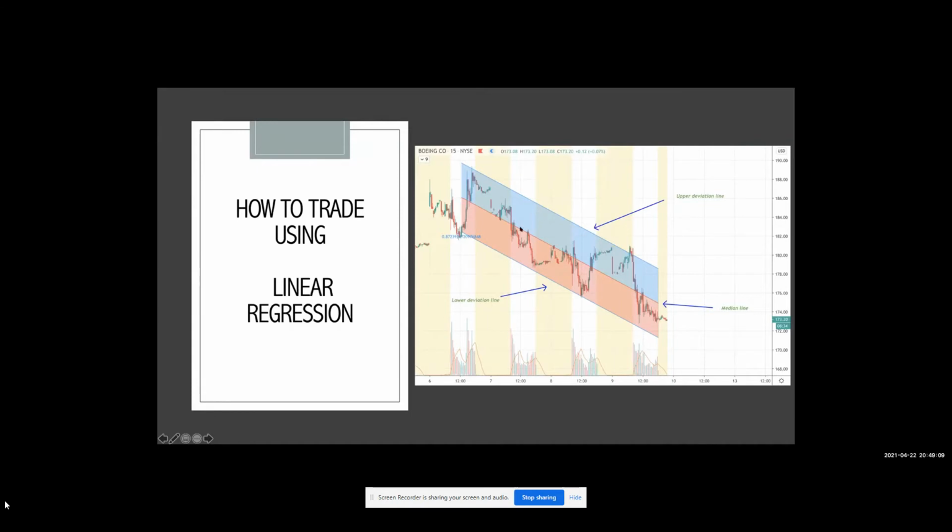How you actually trade using linear regression is very simple. When the stock approaches the lower deviation line in a downtrend, you're going to buy, right? You're going to buy or long or buy calls, and then you start selling as the stock moves toward the median line, or you can wait until the upper deviation line, but you should start selling, right? So you're longing at the bottom and then shorting or buying puts at the top, right? And that's how linear regression works.